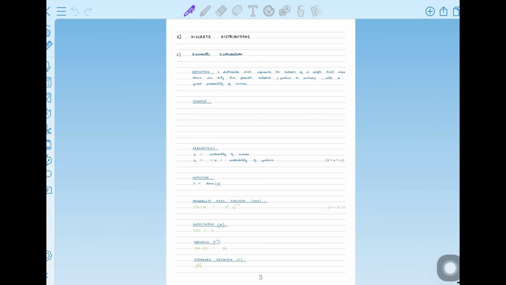We are now beginning with discrete distributions. These are broadly of 8 types, and the first one we study is Bernoulli distribution. A Bernoulli distribution represents a single trial with either of the two outcomes, success or failure.